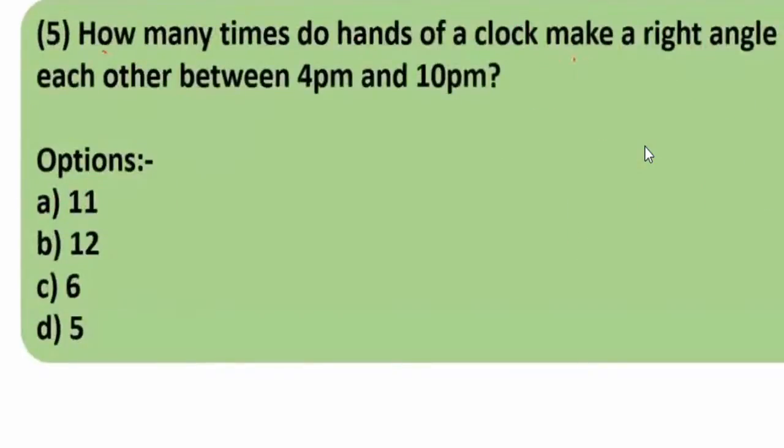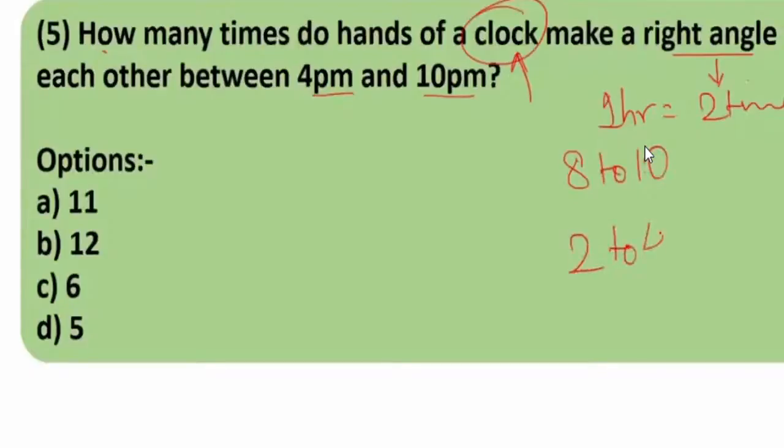How many times do hands of a clock make a right angle with each other between 4 p.m. and 10 p.m.? Check out the in-depth tutorial on clocks, because the trick has been given there. Also it is a standard question. You should know that in every hour, the clock hands make a right angle 2 times. So in 2 hours it will be 4 times, 3 hours it will be 6 times. But the exception is that between 8 to 10 and 2 to 4, in these 2 hours it makes only 3 times and not 4 times. Here also in these 2 hours right angle is made not 4 times but only 3 times.